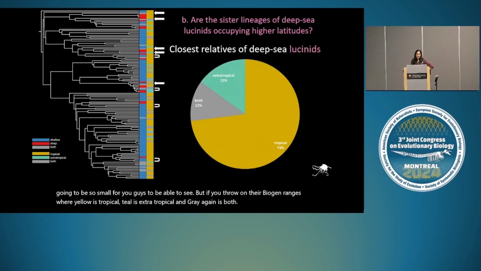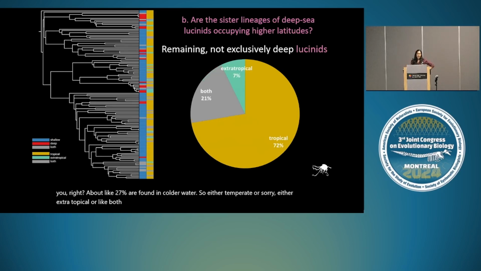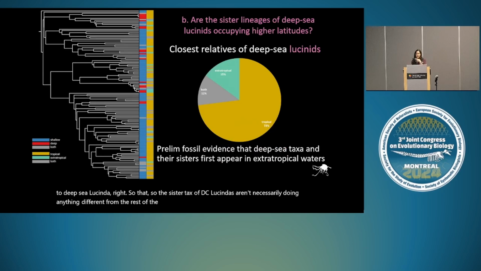When we look at just the closest relatives of the deep sea lucinids, they're largely tropical. In general, a lot of the lucinids are tropical, so I don't know how much that's really telling you. About 27% are found in colder water, so either extratropical or both. And that's not really all that different from the remaining lucinids that are not sister to deep sea lucinids. So the sister taxa of deep sea lucinids aren't necessarily doing anything different from the rest of the lucinids. That said, our preliminary search of the fossil record is suggesting that the deep sea taxa and their sisters both did originate in extratropical waters. So there is that.